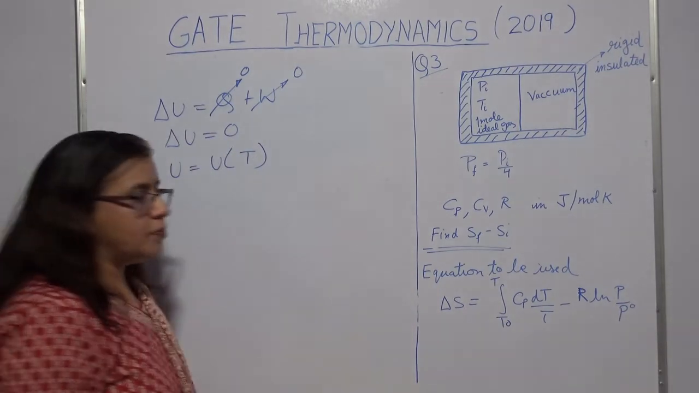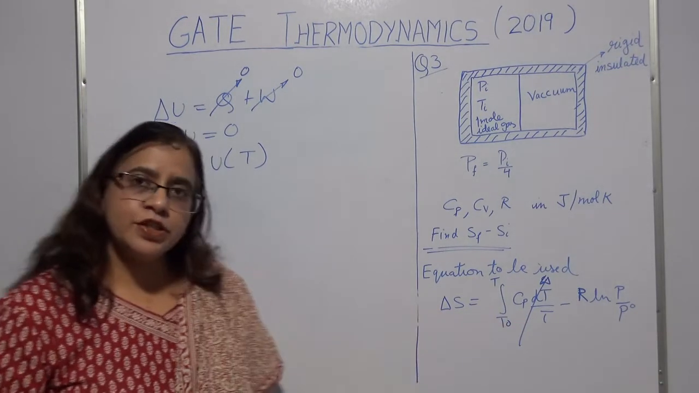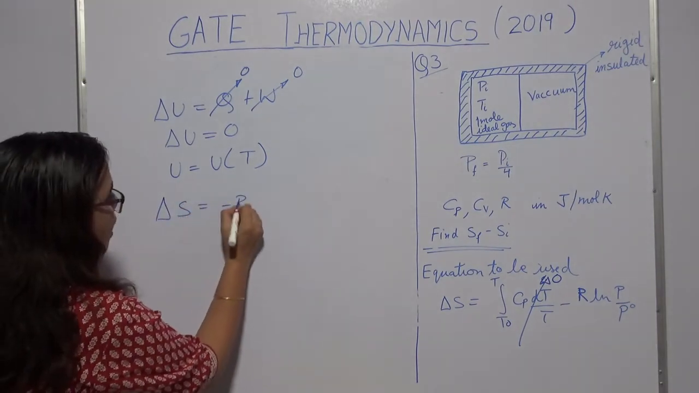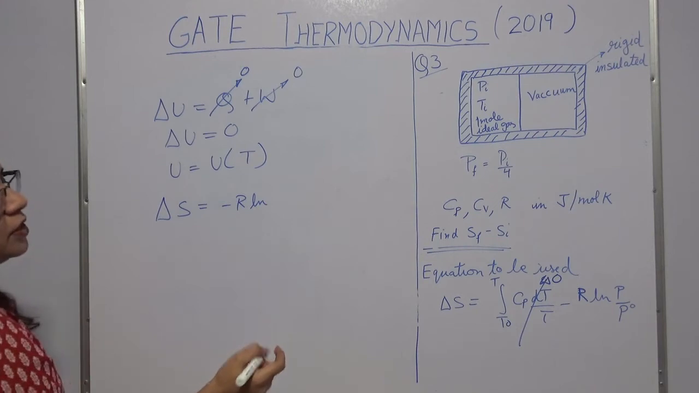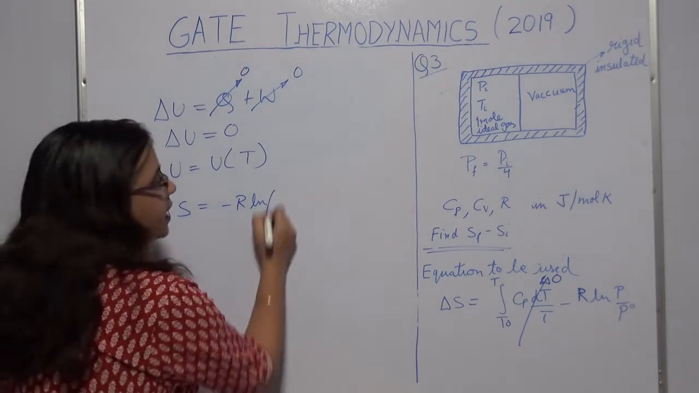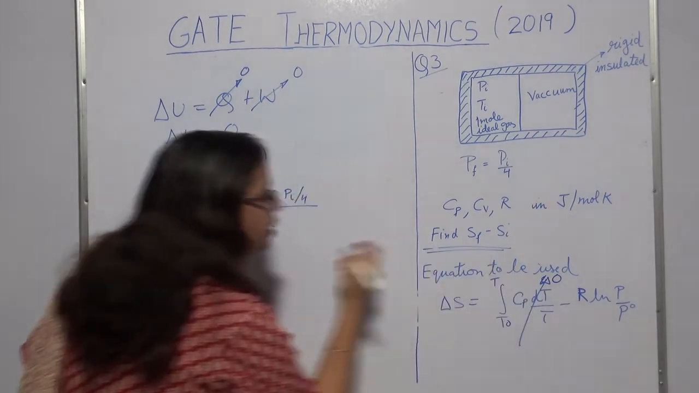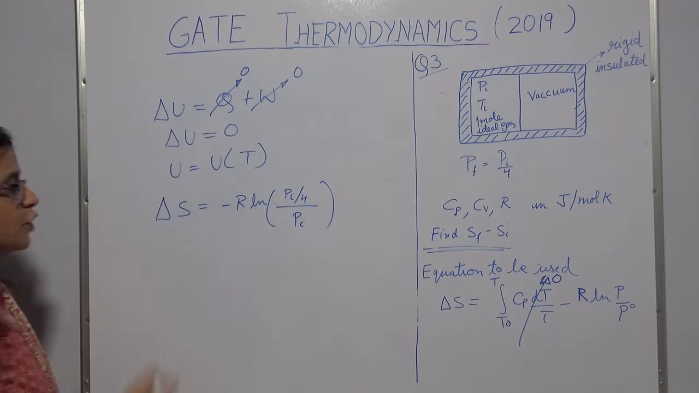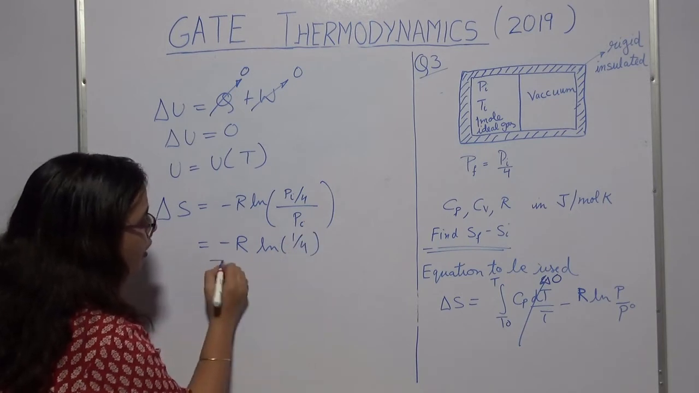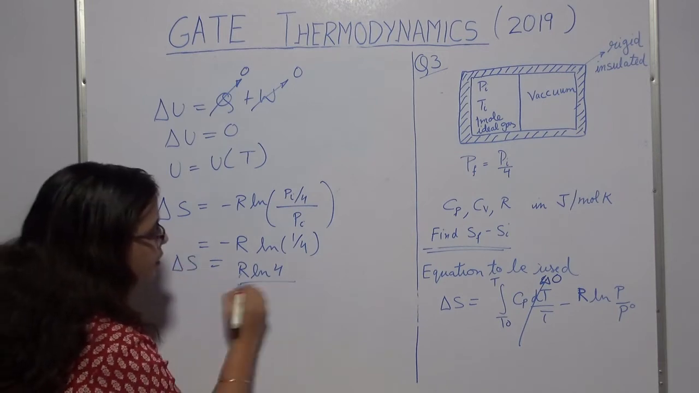When there is no change in temperature, the term which has dT in it goes to 0. So what I am left with is delta S equal to minus R ln of P by P naught. P naught is the initial pressure and P is the final pressure. Both of them are given, so I am writing it in terms of that. What is your final pressure? That is Pi by 4. And what is your initial pressure? That is Pi. Then it is minus R ln, Pi gets cancelled, 1/4, or I can take this minus sign inside and write R ln 4. So this is your answer.